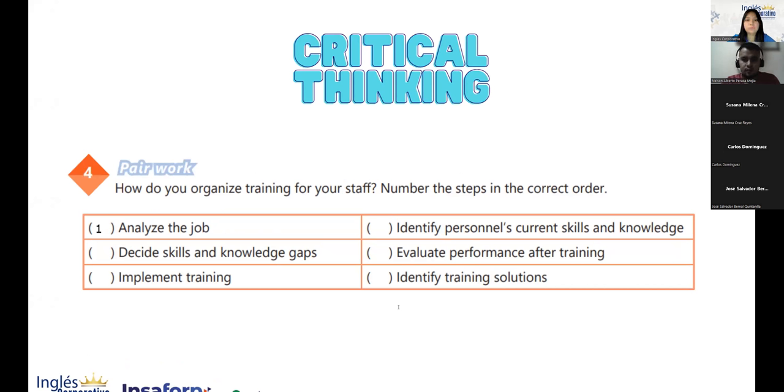Evaluate performance after training? Okay. That could be identify personnel's current skill and knowledge? Okay, so number two goes there. Evaluate performance after training? No, because this one is after you have given the training, right? So that should be almost the last step. What do you do next? Do you decide the skills and knowledge gaps, or do you evaluate performance after training? But that one is almost the last one. Do you decide skill and knowledge gaps? Okay.